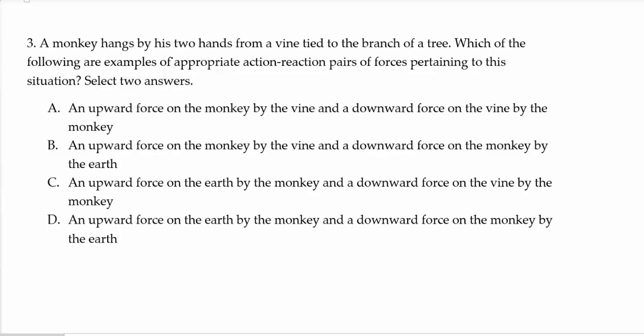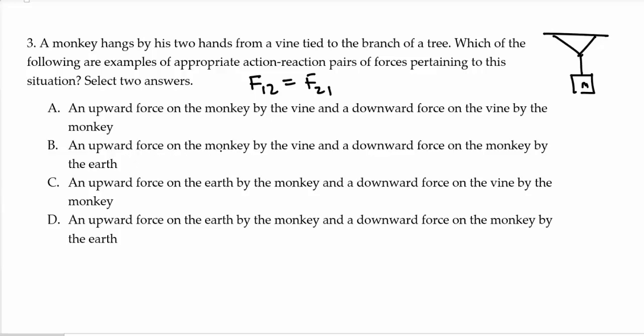A monkey hangs by his two hands on a vine. We did this problem like that. This is our monkey. Which of the following are examples of appropriate action-reaction pairs pertaining to this situation? Remember, action-reaction F12 is equal to what? F21. This is magnitude. An upward force on the monkey by the vine, a downward force on the vine by the monkey. This looks like a possibility.